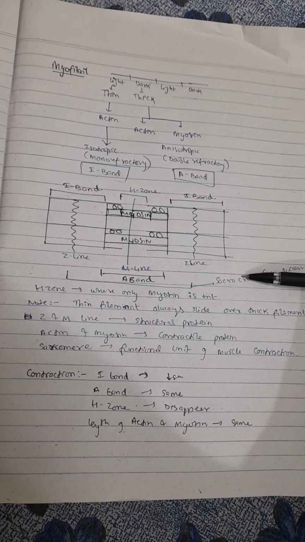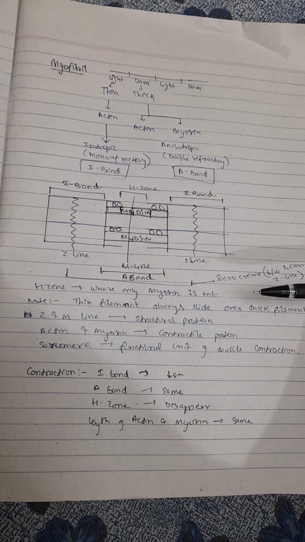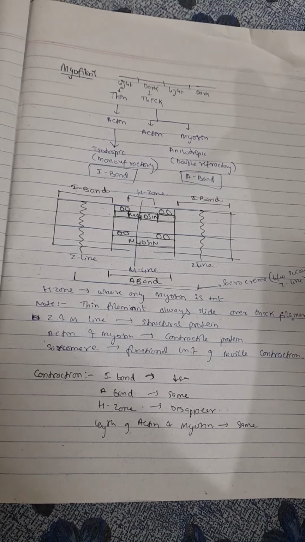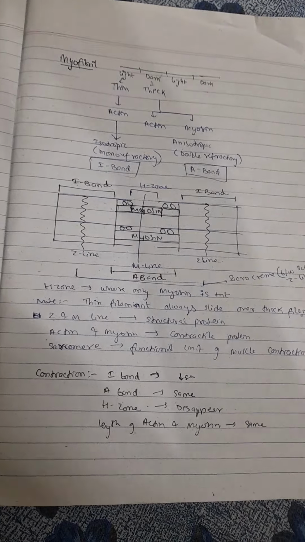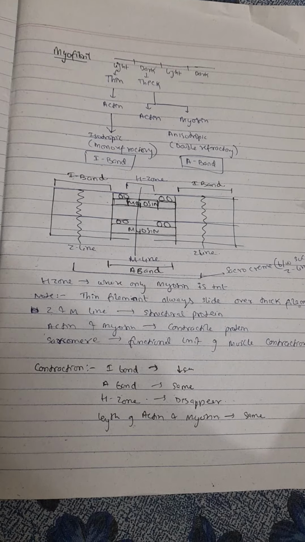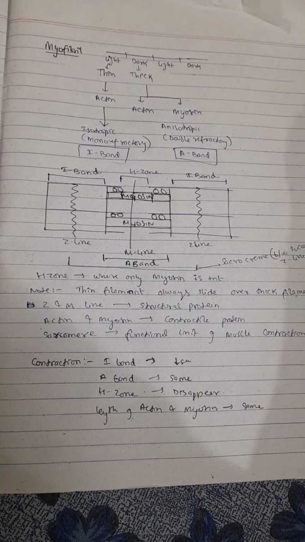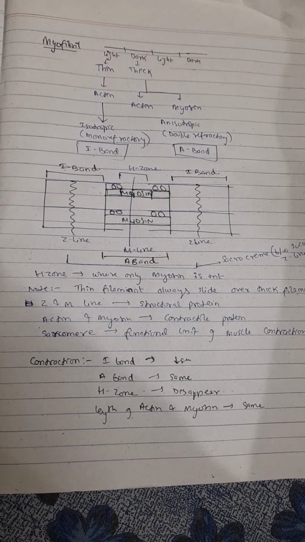Now why is the sarcomere so important? It is because when we do muscle contraction, ATP is spent, right? We'll get to know about this in the next video. So it's the sarcomere which keeps on increasing and decreasing in case of relaxation and contraction.